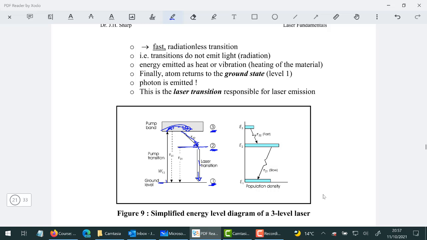So we want a fast transition from level 3, so there's no point in filling up the reservoir and then the reservoir's full and nothing else is happening. We want to populate the reservoir, the pump band, have it fall down into level 2. We want it to stay in level 2 for a while, and then that gives us scope for getting lots and lots of stimulated emission and not much spontaneous emission.